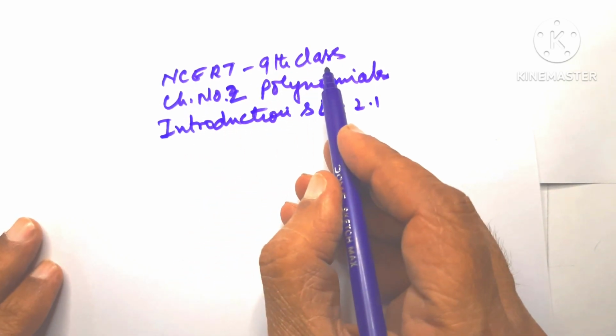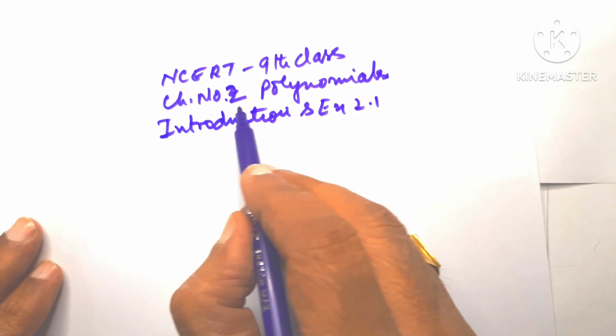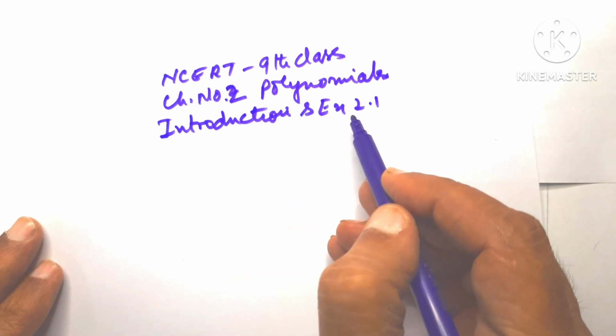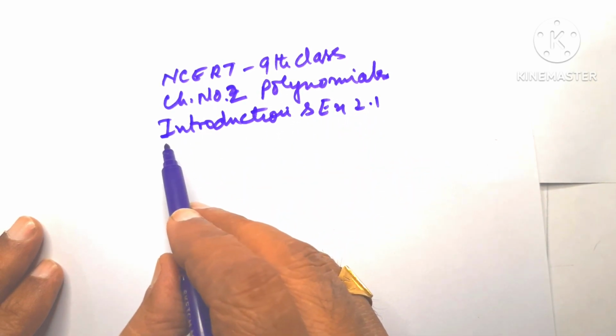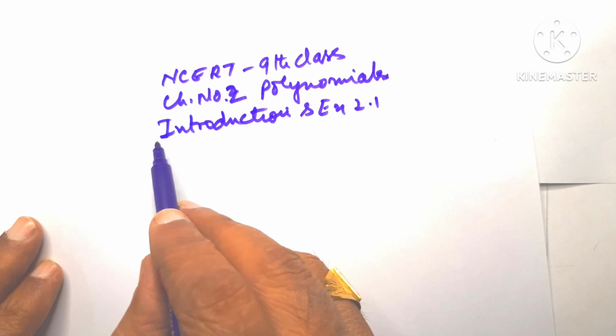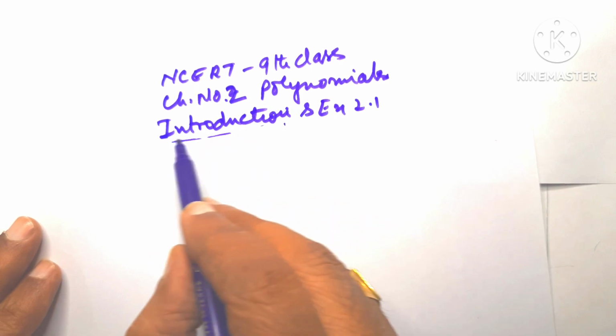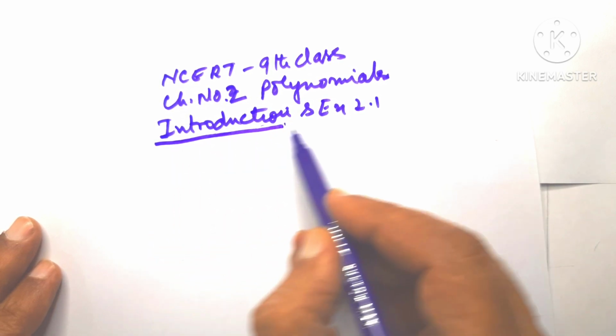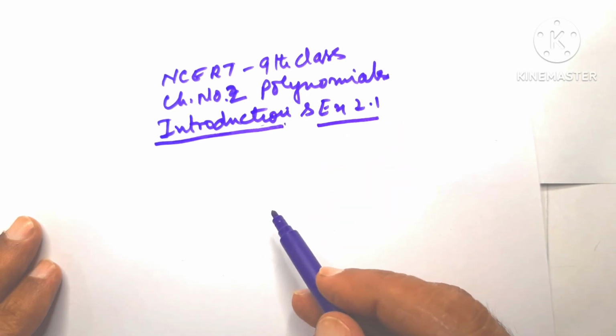NCERT 9th class, chapter number 2, Polynomials. In this chapter, we will first discuss the introduction part of it, basics of this, and then we'll do exercise 2.1.